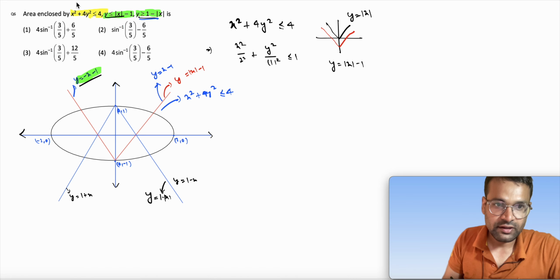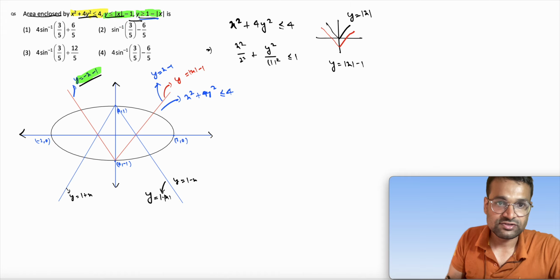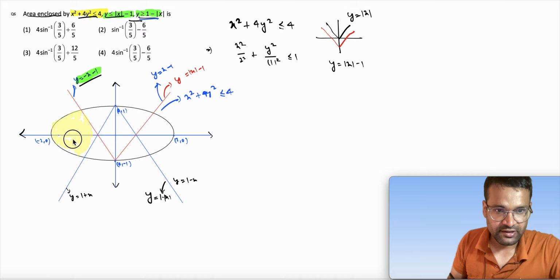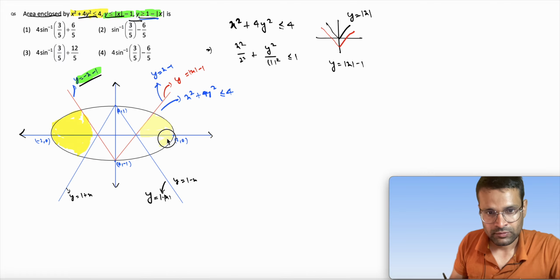Now find the area enclosed by this one and this one. What is the area? That was the closed area, this one is the closed area. I'm coloring it with yellow. Hope you feel that. And this one. Okay, and we must find this area.